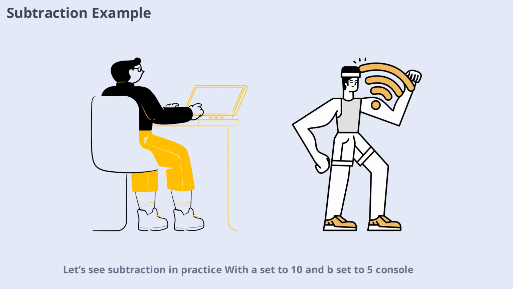See subtraction in practice. With a set to 10 and b set to 5, console.log(a - b) will calculate 10 minus 5, resulting in 5. This operator is handy for tasks like calculating change, measuring progress, or finding out how much is left after an action. Subtraction is a key part of everyday programming and helps us keep track of values.